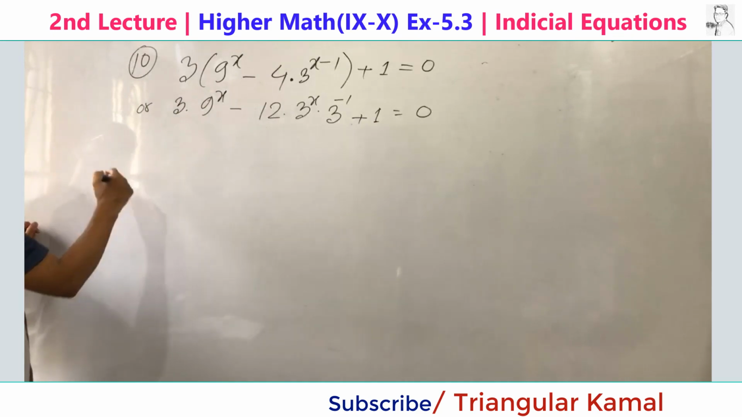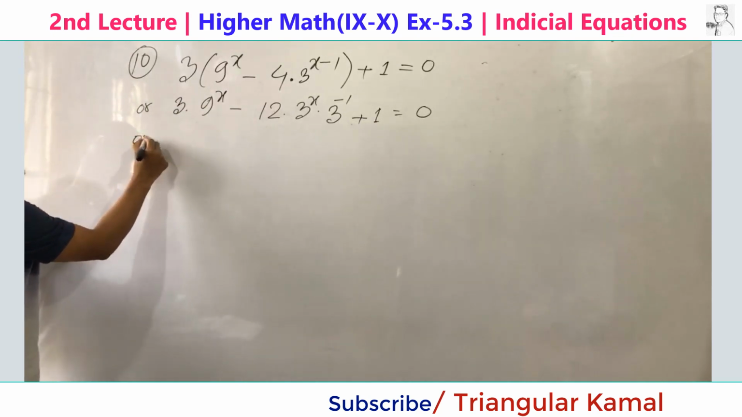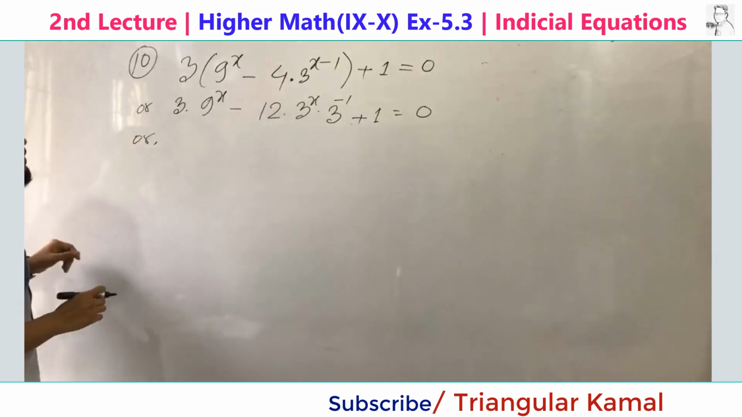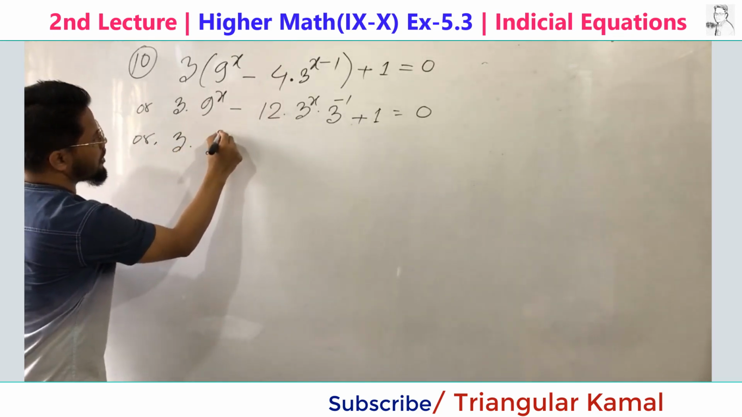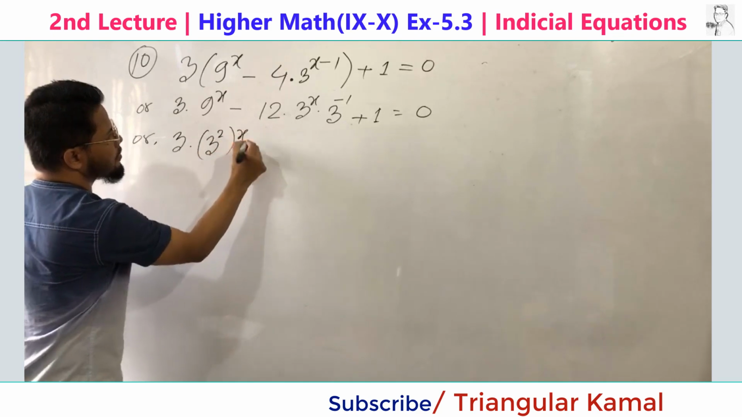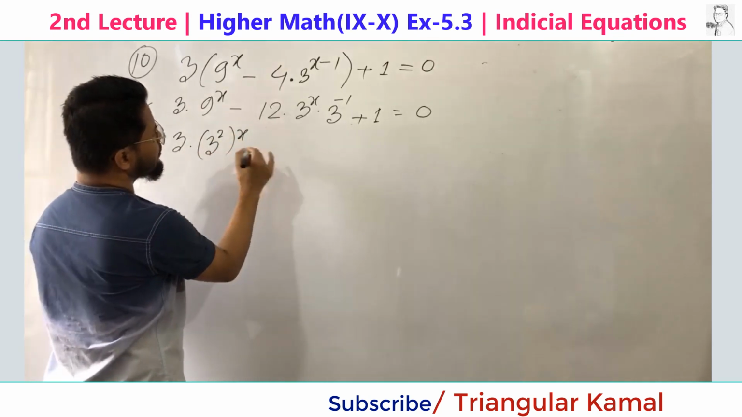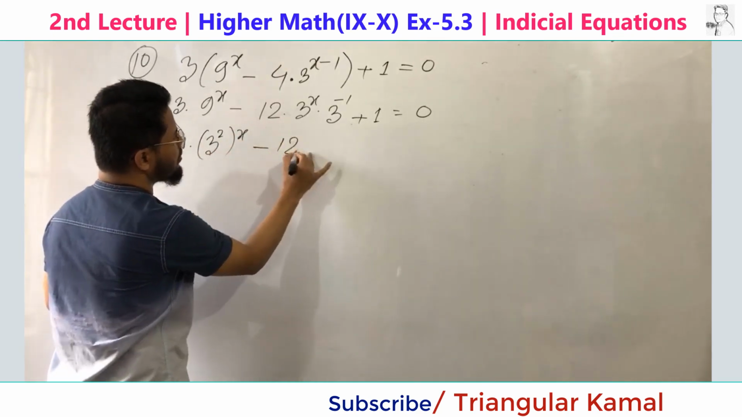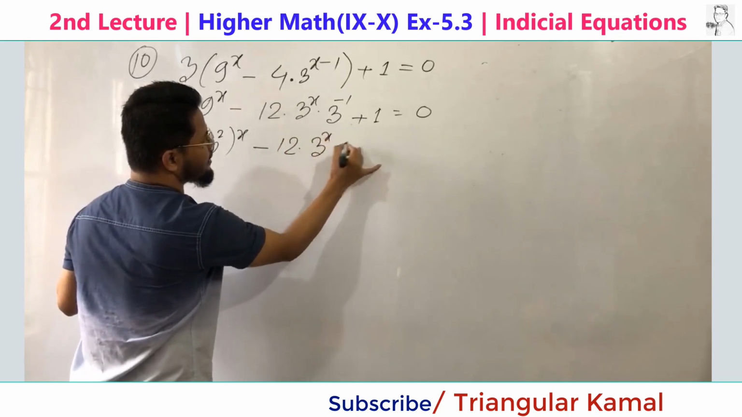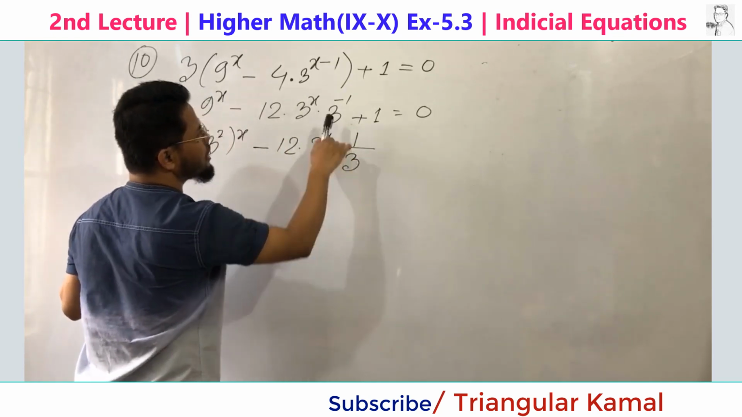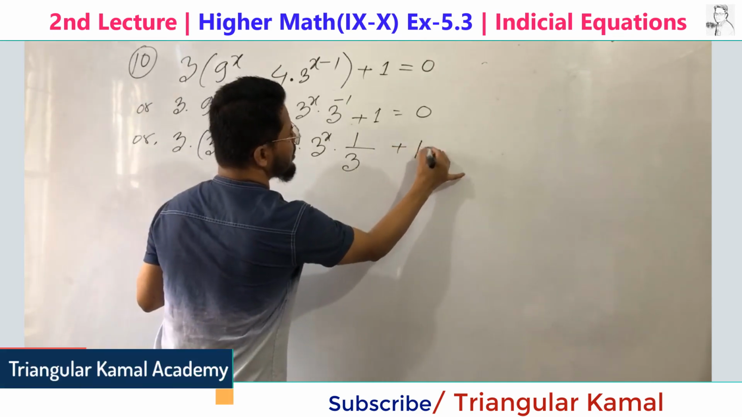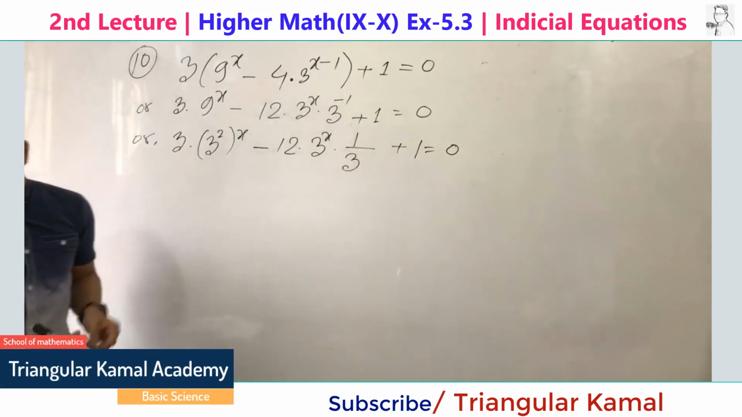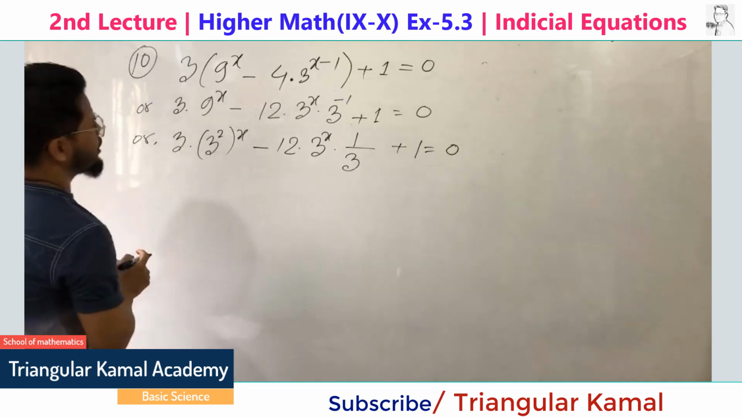So now, this one will be 3 squared, then x, and here minus 12 times 3 to the power x. As in the previous one, you can write 3 inverse 1, meaning 1 by 3. This is plus 1 equals 0. Okay, this is question number 10.